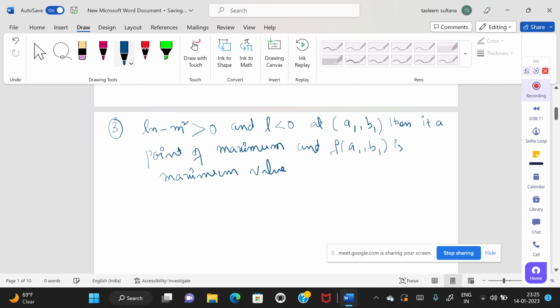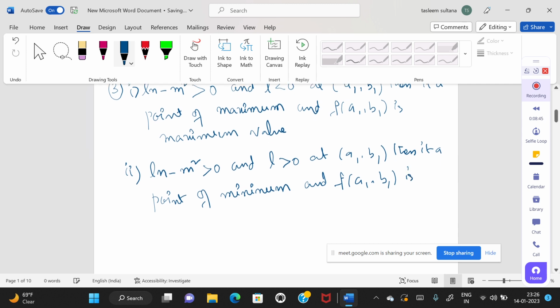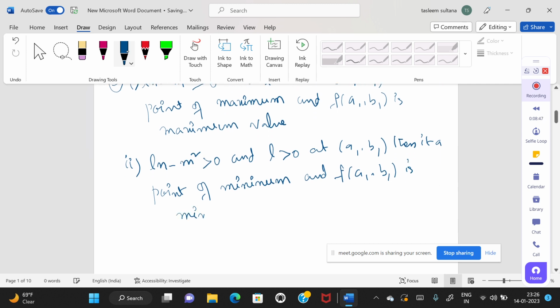Then the second case will be: if you are getting LN − M² greater than 0 and your L is also greater than 0 at the point (a1, b1), then it is a point of minimum, and f(a1, b1) is the minimum value.